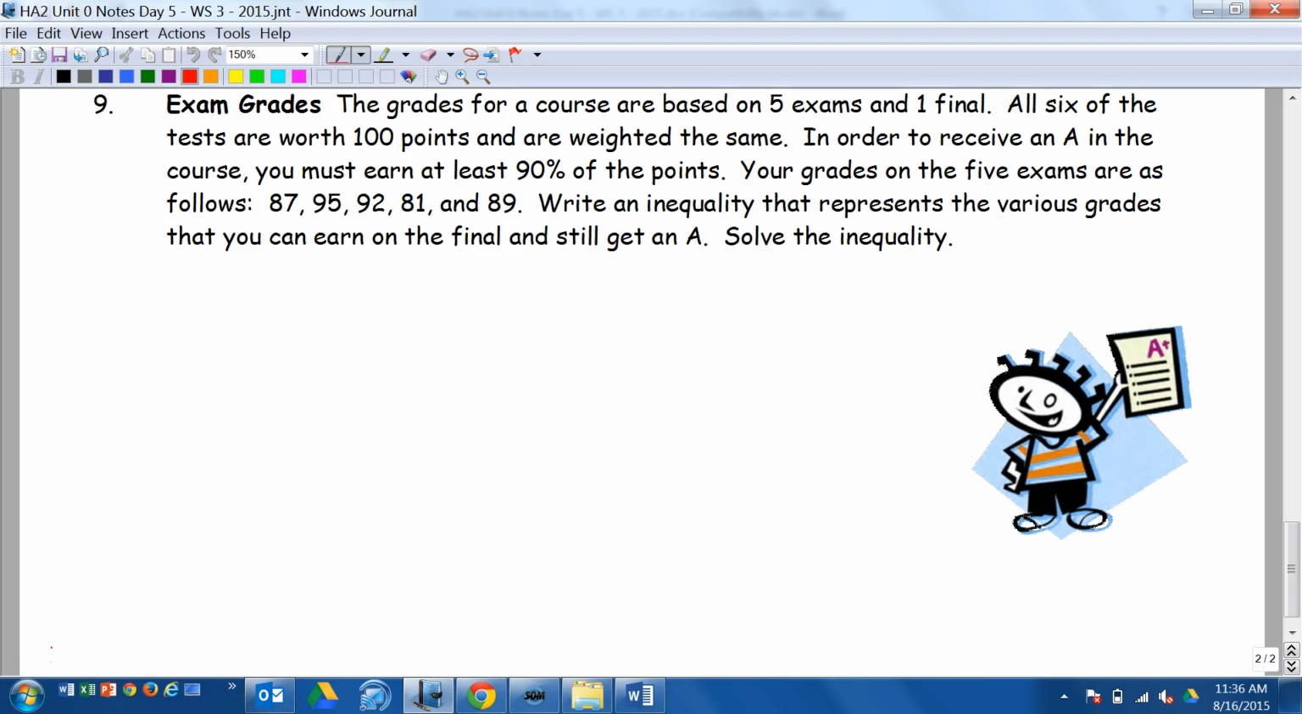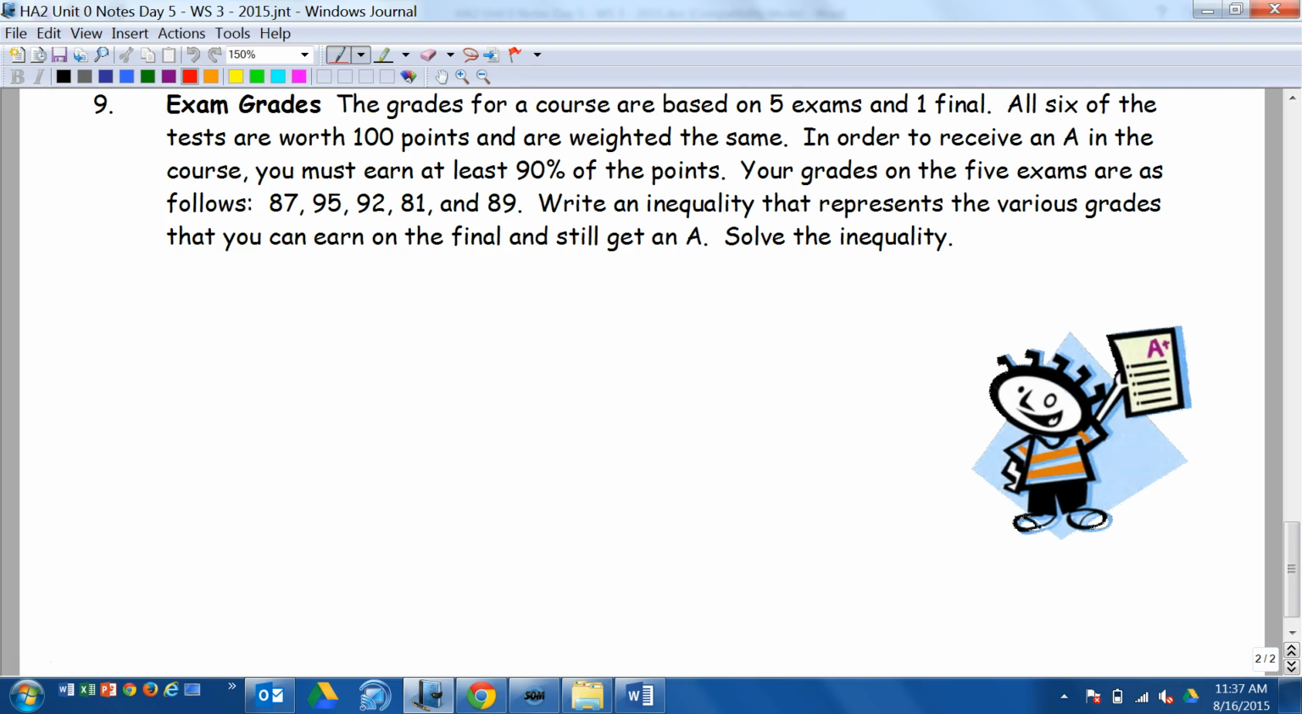Exam grades. The grades for a course are based on 5 exams and 1 final. All 6 of the tests are worth 100 points and are weighted the same, so that's important. In order to receive an A in the course, you must earn at least 90% of the total points. Your grades on the 5 exams are as follows: 87, 95, 92, 81, and 89. Write an inequality that represents the various grades that you can earn on the final and still get an A.